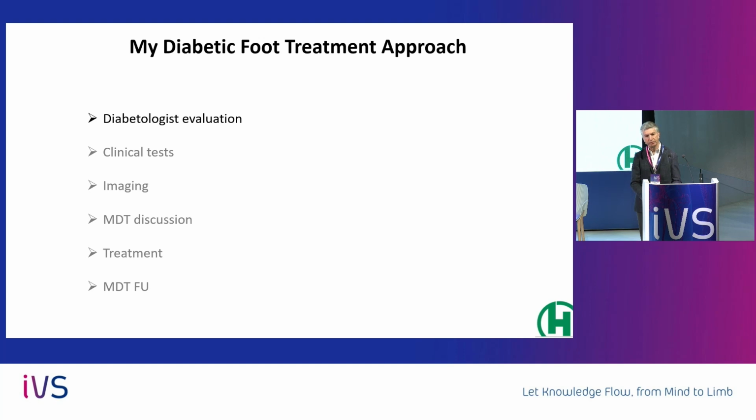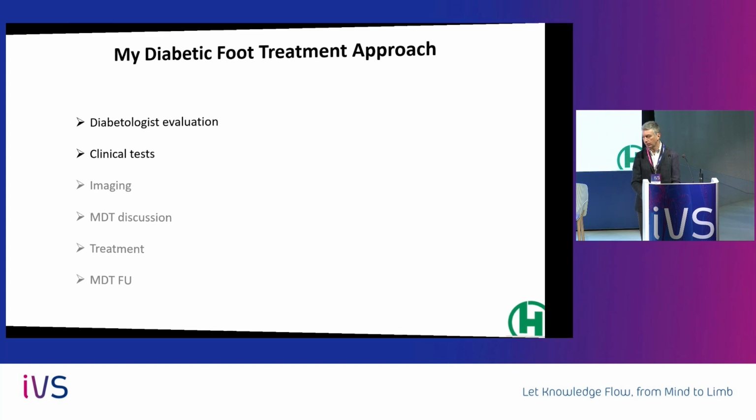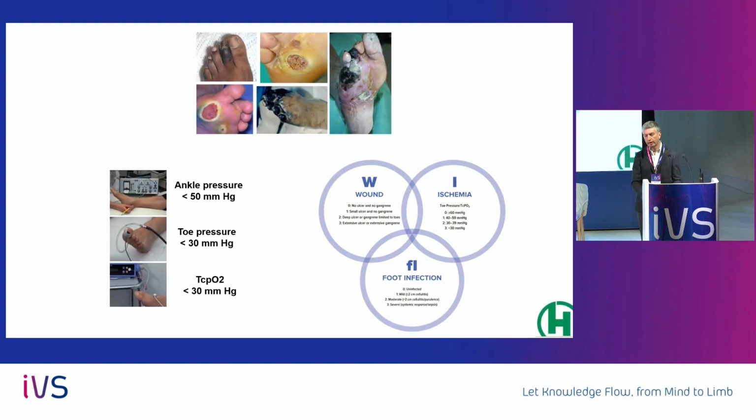What we do generally, if it is a small ulcer or another problem, is the clinical tests, and these are generally the standard ones. So we evaluate the ankle pressure, but we know that we have to keep an eye on it, as it is not 100% valid, especially for calcified lesions. Sometimes we do a TBI, or we evaluate the toe pressure and the TcPO2 measurement.